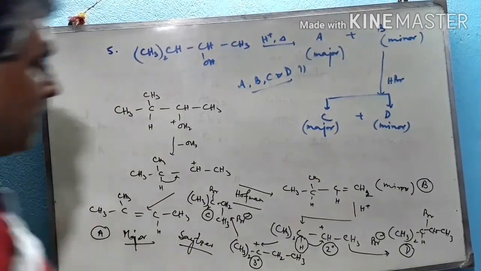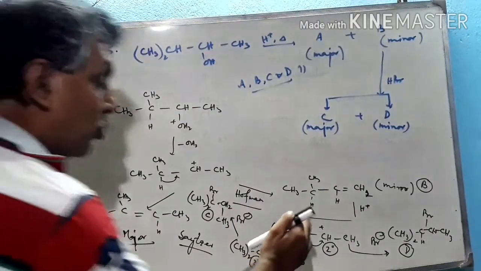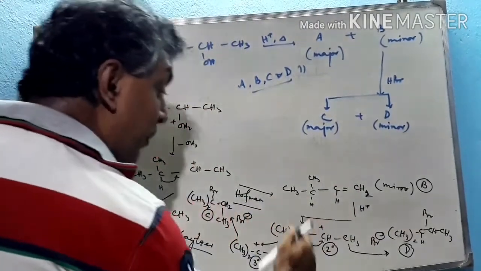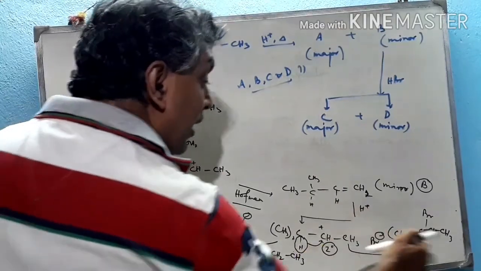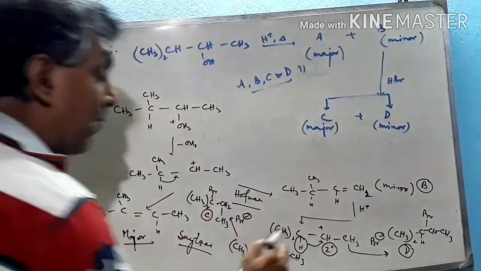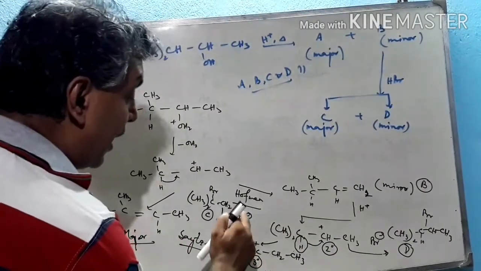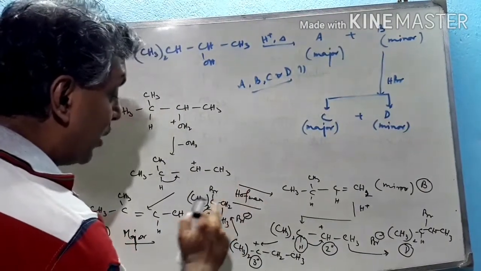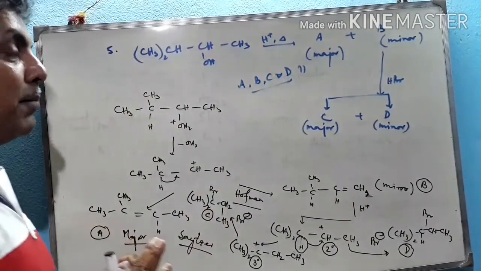So from the minor compound, that means the Hofmann product, we obtain two different compounds through the formation of a 2-degree carbocation. If Br minus attaches to that 2-degree carbocation, then the minor product will be D. If a rearrangement occurs, then a more stable 3-degree carbocation forms, and if Br minus attaches to this 3-degree carbocation, then the major product will be C. This is A, B and C, D.